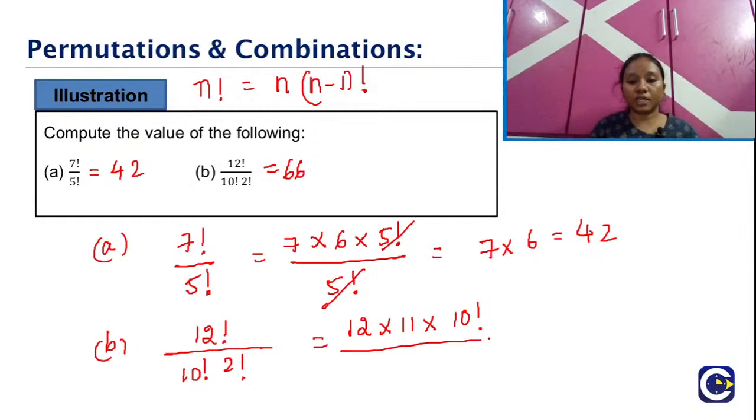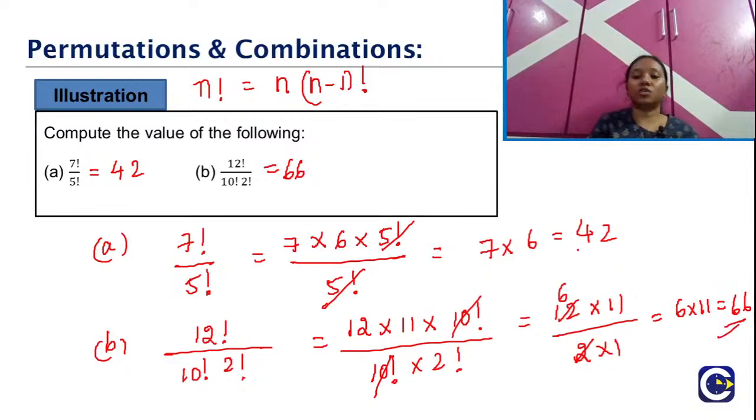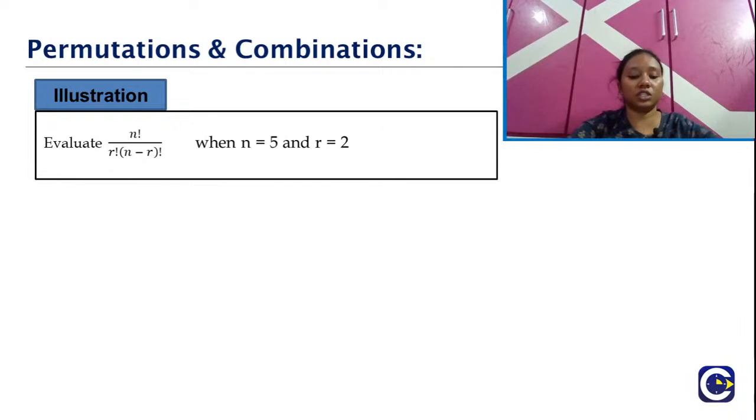In the denominator here, we have 10 factorial into 2 factorial. So this 10 factorial will get cancelled, and we will be left with 12 into 11 by 2 factorial. 2 factorial is nothing but 2 into 1. So the 2 cancels 6 times, which gives 6 into 11, which is 66. So the answers for the first and second are 42 and 66. Let's move on to the next question.